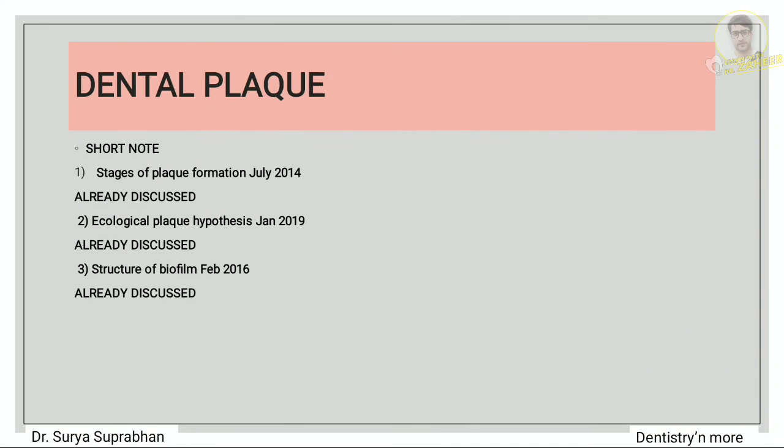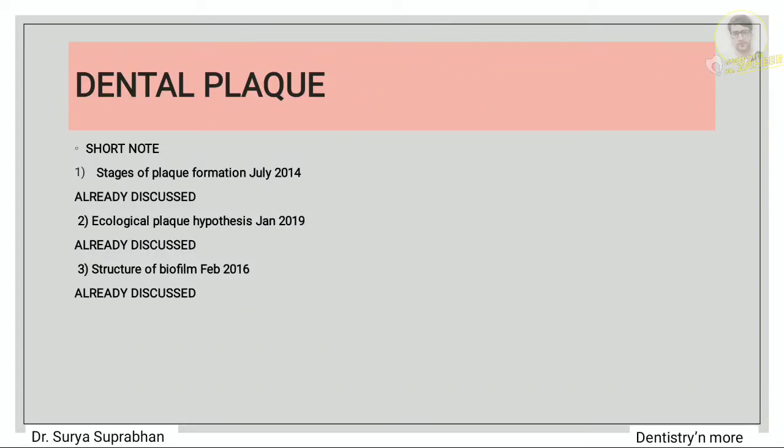Coming to the short notes, stages of plaque formation, you have to write the 3 stages, formation of pellicle, initial adhesion, and third one is colonization and maturation. So the 3 stages you have to write in this particular question.